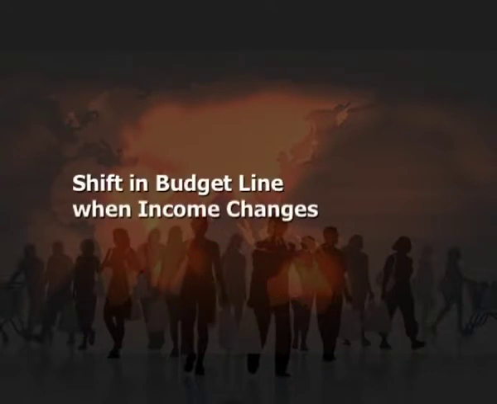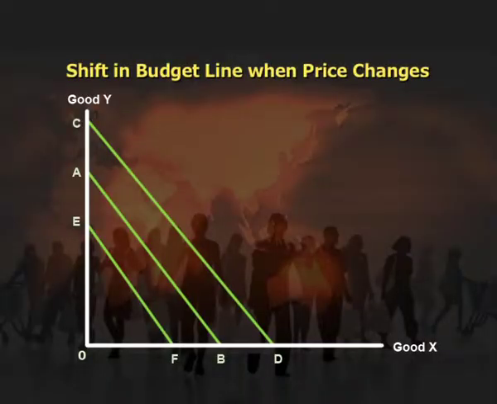Now, let us discuss shift in budget line when income changes. The location of a budget line varies with money income. An increase in money income shifts the budget line to the right, while a decrease in money income shifts the budget line to the left. In this diagram, the initial price line was AB.